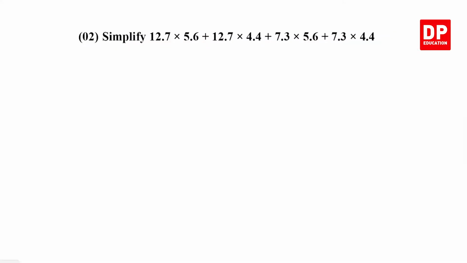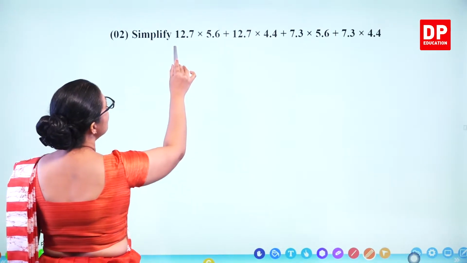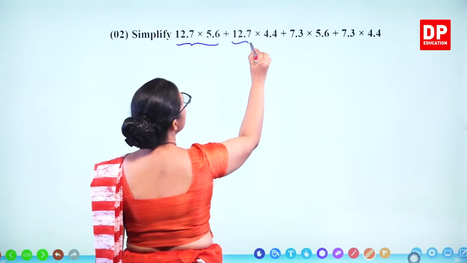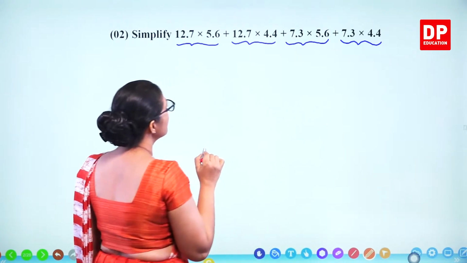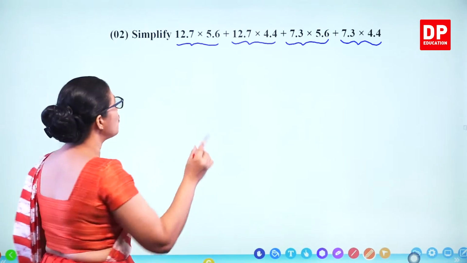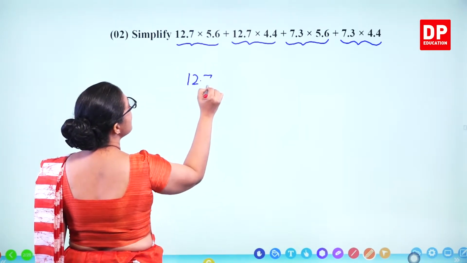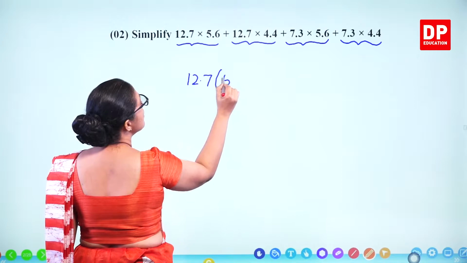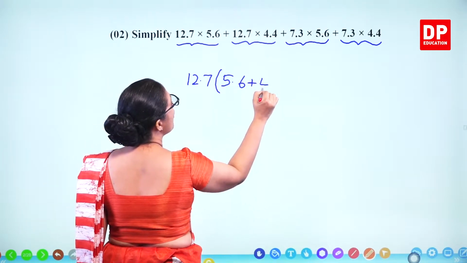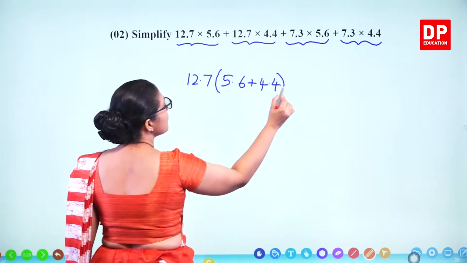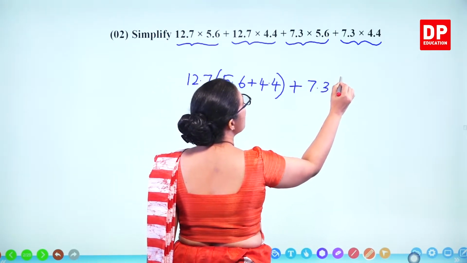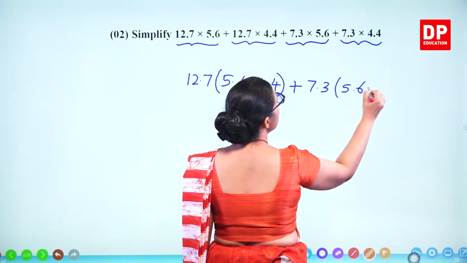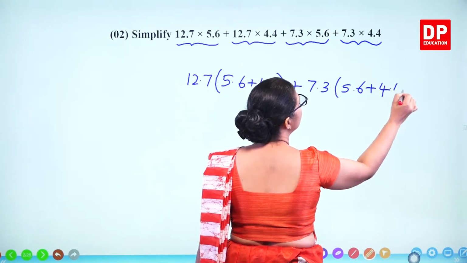Question number 2. Simplify. Look carefully. You get first term, second term, third term, fourth term. When you take the first 2 terms, you can take 12.7 as a common term. Take it out. You get 5.6 plus 4.4. What about this one? From these, you can take 7.3 out. So you get the same thing, 5.6 and 4.4.